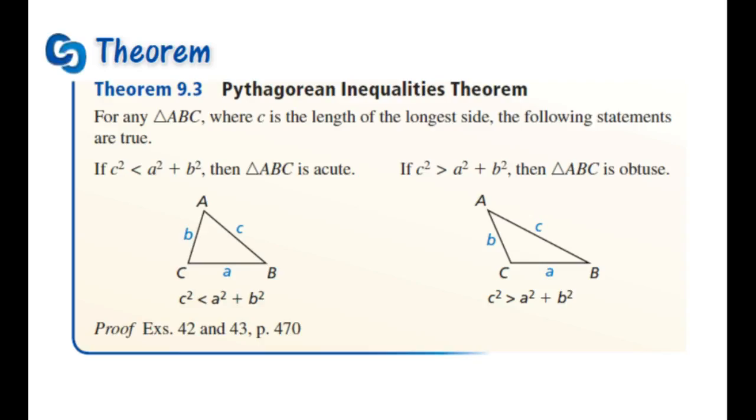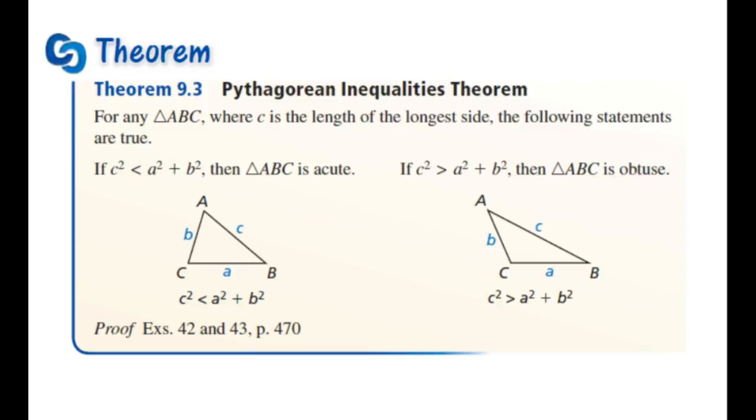So now we're going to be classifying. This is our third learning target. So here's our Pythagorean inequalities theorem. Where C is the longest side, that's what we're going to be looking at. The following statements are true. If C squared is less than a squared plus b squared, then it's an acute triangle, right? We've been looking at right triangles, so now we're going to be looking at acute and obtuse. So if C squared is less than those, it's an acute triangle. And if C squared is greater than the squares of my other sides, then it's an obtuse triangle.